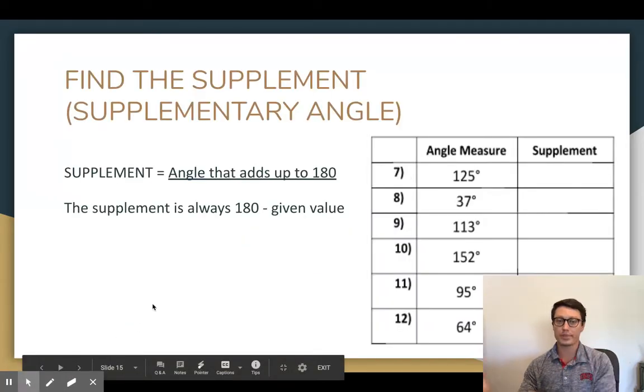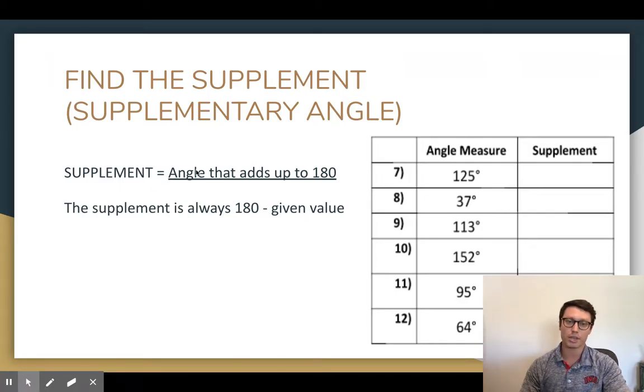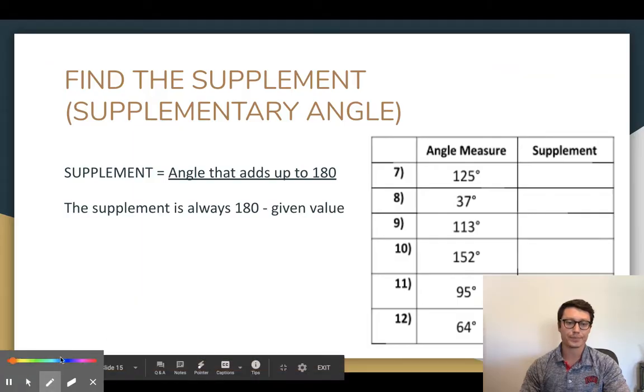Okay, so it's the same thing. If we find the supplement, the supplementary angle, the supplement is the other angle that adds up to give us 180. Okay, so again, same thing.